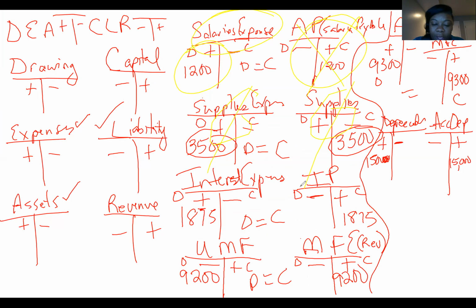Okay, so the next one is interest expense and interest payable. And it's 1875 as a debit to interest expense.